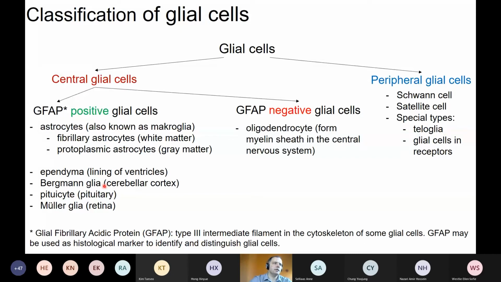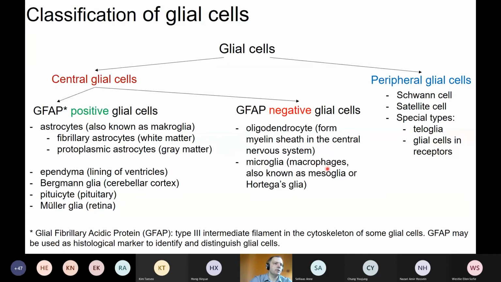GFAP negative glial cells are the oligodendrocytes. Also, the microglial cells belong to this group. Please note the main function I also indicated in the classification, just always one point that you can link it to something. Oligodendrocytes are responsible for the myelin sheath formation in the central nervous system.